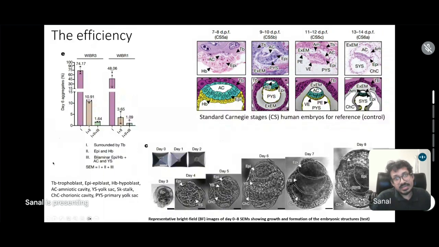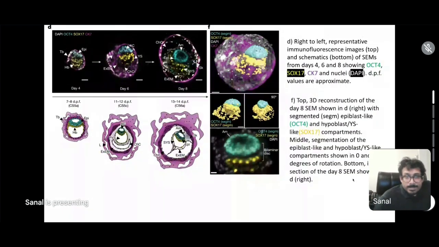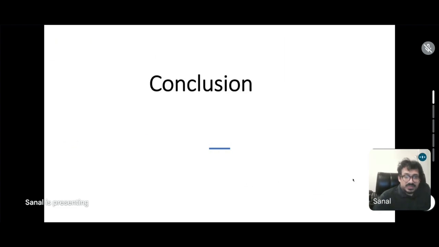As you can see, this is the efficiency of development of artificial or synthetic embryos. They are also called synthetic embryos. So this is going to be a huge revolution.